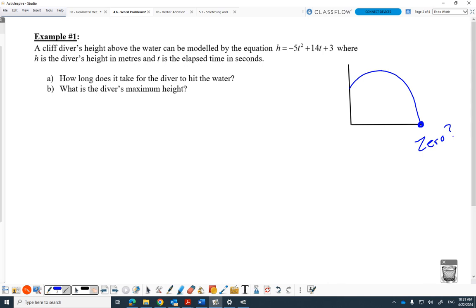So, A, for zeros, set h equal to 0. So I get 0 equals negative 5t squared plus 14t plus 3. Panic sets in. You're like, how am I supposed to know? Here's how this word problem is different than last chapter, right here. It's not in factored form.